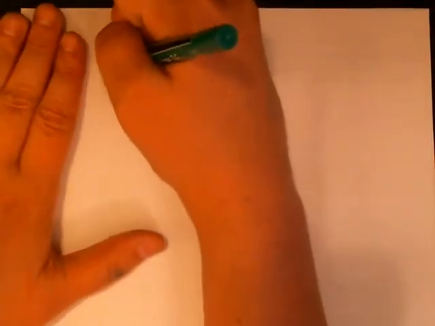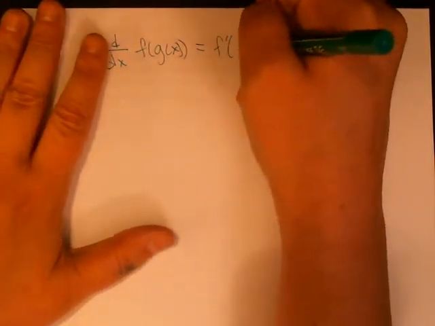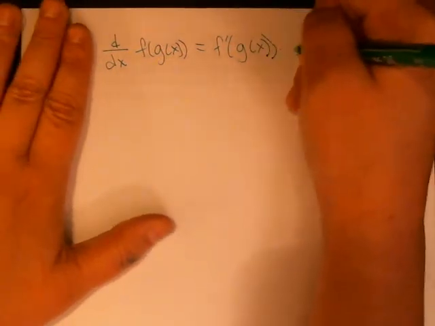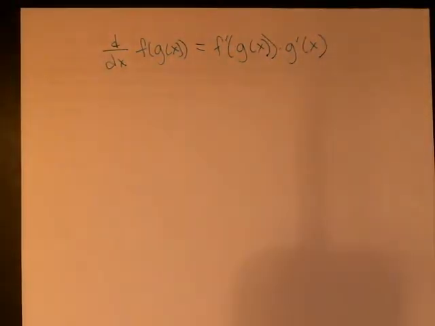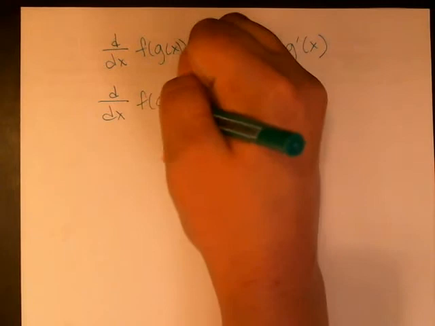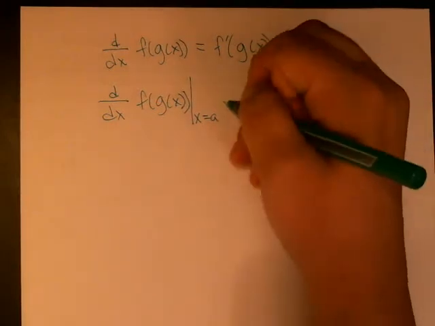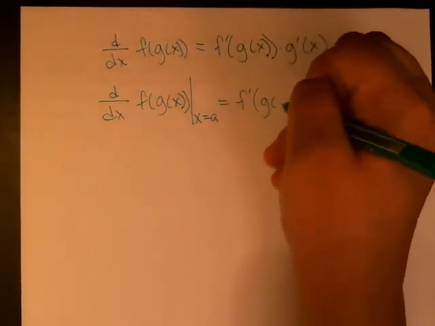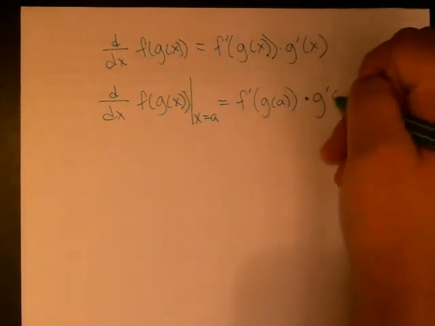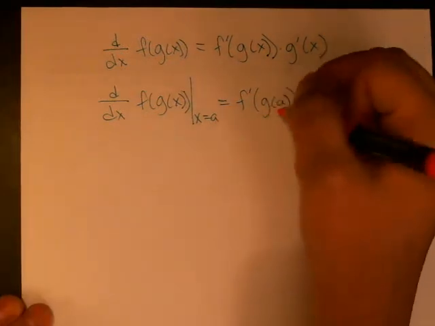We know that the derivative of f of g of x is f prime evaluated at g of x multiplied by g prime of x. And we could even say, if we're interested in that, evaluated at a specific number. So if we want the derivative of f of g of x evaluated at x equals a, then it would be f prime of g of a multiplied by g prime of a. That might not look like anything too crazy, but this is the really important part.